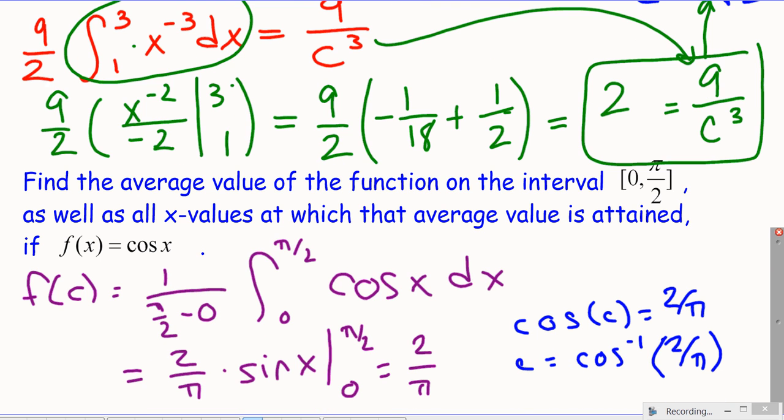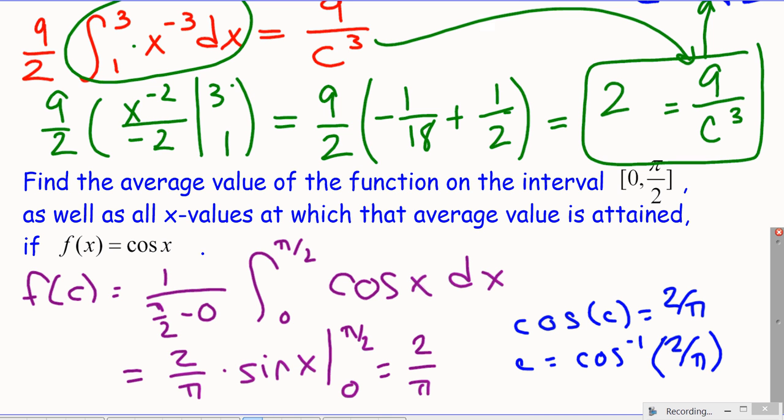I wrote out the average value of the function definition, the one that was just on the previous screen, and to derive, plug in the bounds, you get 2 over pi, but it asked us to find the x value at which the average value was attained. So we're searching for what you guys might call the c value or the x coordinate. So we just need to set the original function equal to the average value of 2 over pi, and that would be whatever the inverse cosine of 2 over pi is.